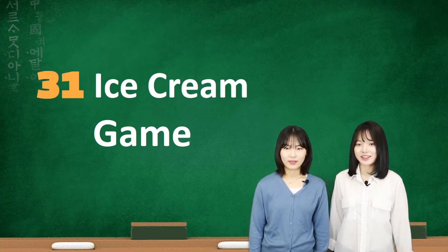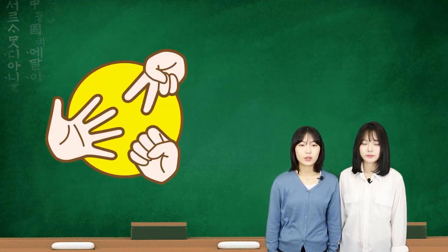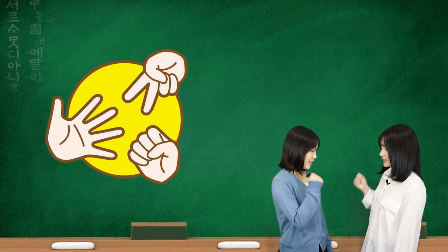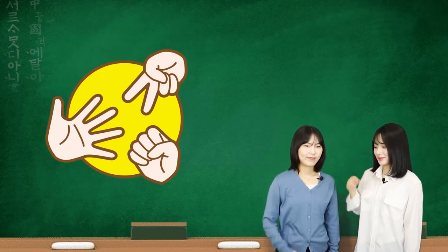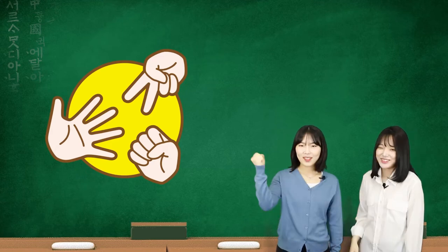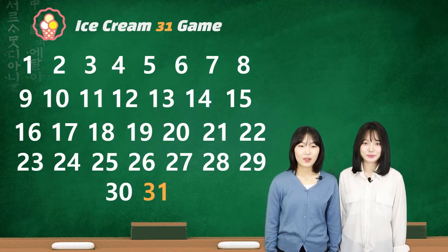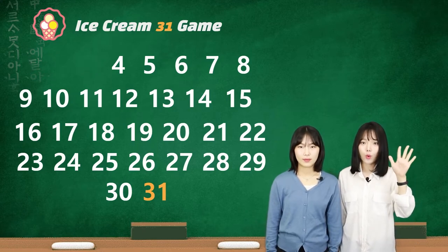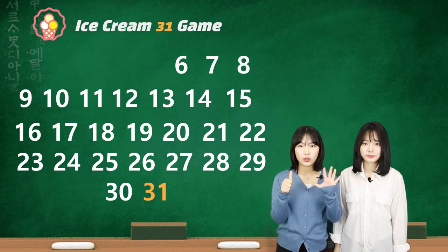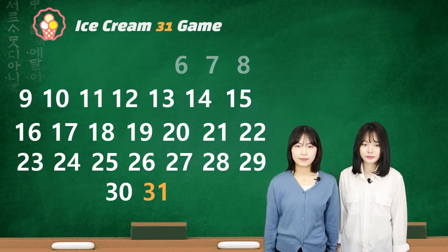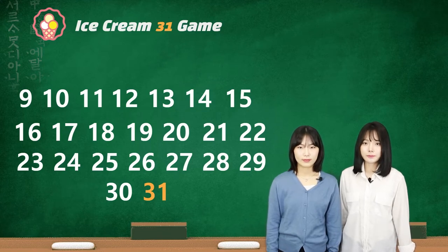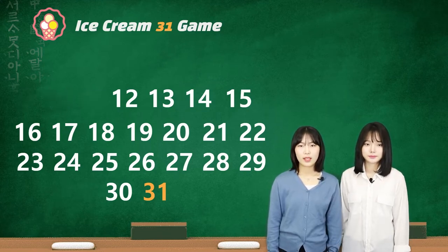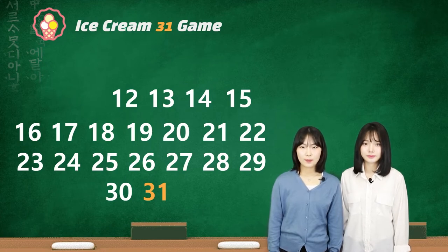Let's start right away. Let's decide who will start first with rock, scissors, paper. Okay. Rock, scissors, paper. Scissors. Rock, scissors, paper. Oh, I win. Yes. I will start first. 1, 2, 3, 4, 5, 6, 7, 8, 9, 10, 11, 12, 13, 14.